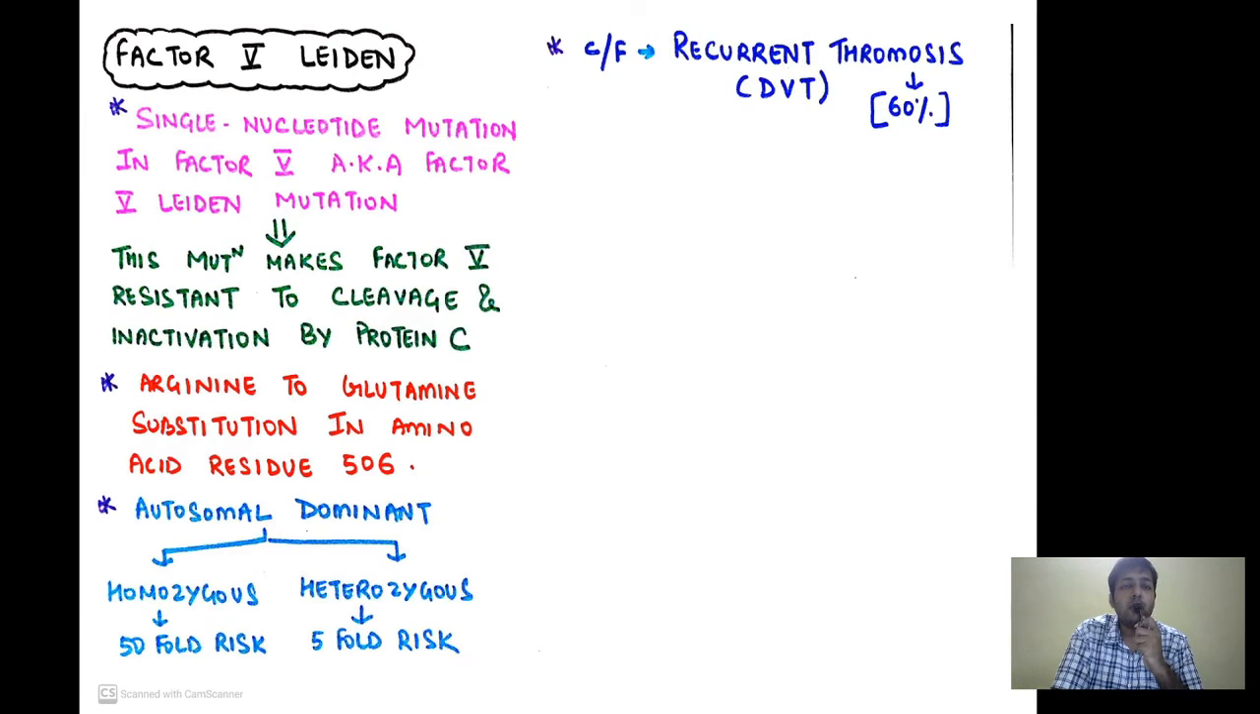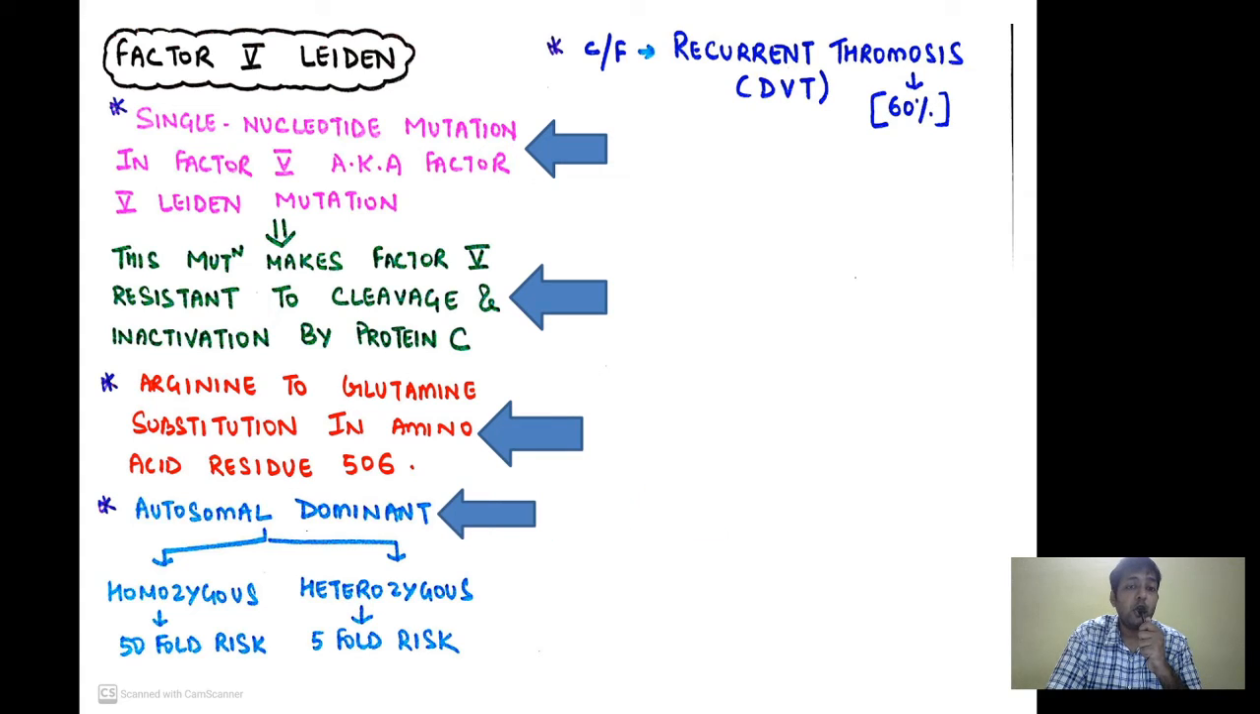Now, we are going to read about some of the important inherited causes of hypercoagulability. The first is factor number 5 Leiden mutation. This is characterized by a single nucleotide mutation in factor number 5, and this mutation makes factor number 5 resistant to cleavage and inactivation by protein C. Here in this mutation, there is a single arginine to glutamine substitution in the amino acid residue 506. This is an autosomal dominant disorder.